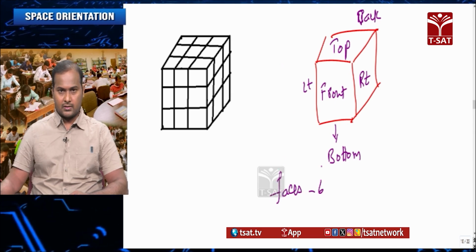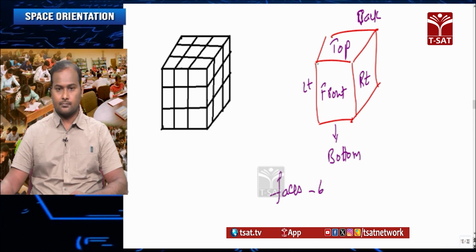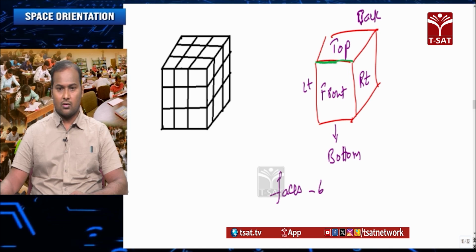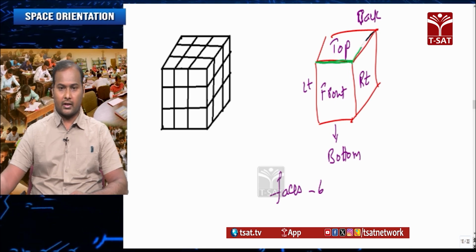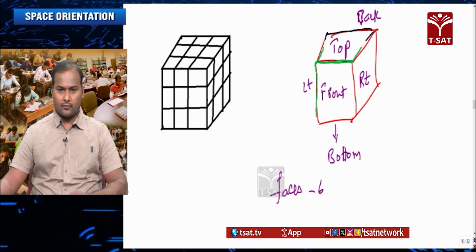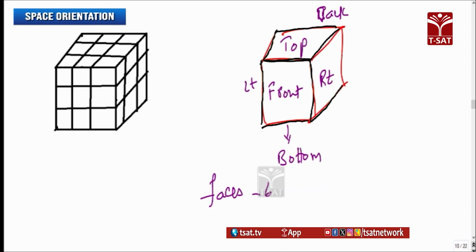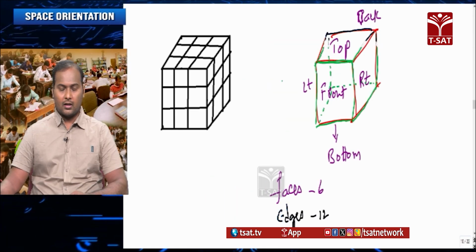Faces is always 6. Now, how many edges? This is very, very important. How many edges we are having? So this forms one edge. This forms one edge. Second, third, fourth, fifth, sixth edge, seventh, 8, 9, 10, that is on the back, 11 and 12. So whenever he's talking about edges, how many edges we are having? Edges are always 12.